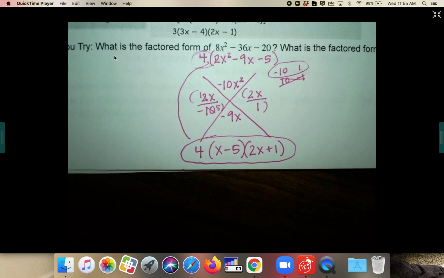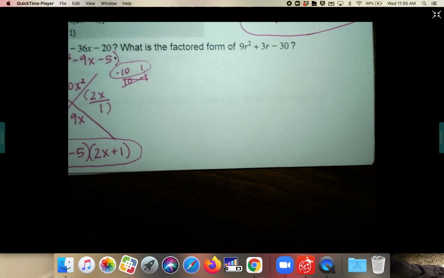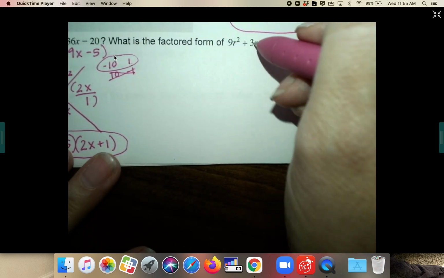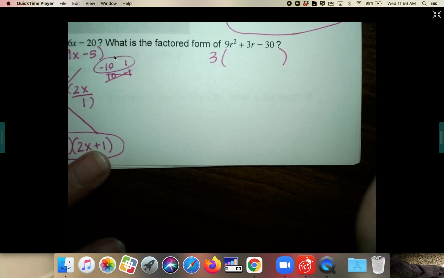All right, last one. If you want to push pause and try this one on your own, that would be awesome. If not, it's totally fine. I'm going to work it out with you. All right, what can we pull out? Let's see if we can factor out a greatest common factor of 9, 3, and 30. I think it's 3. So if we pull out a 3, that's going to shorten up the work we have to do, which is always a good idea.